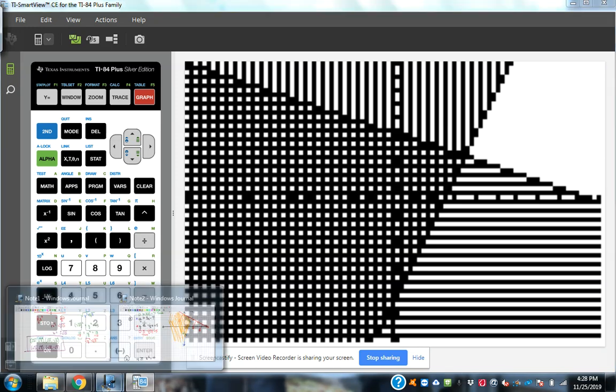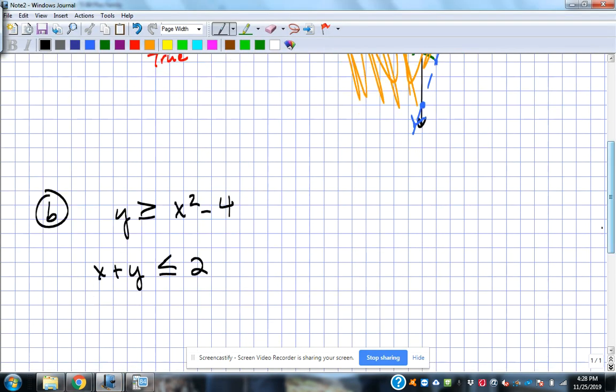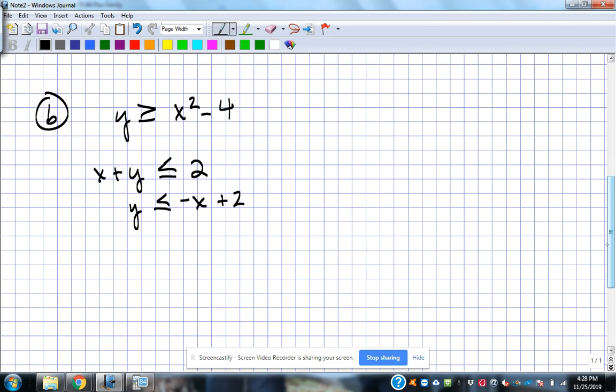All right, let's look at example B. So this one, we've got a quadratic and we've got a linear. I'm going to get this one in slope-intercept form, negative x plus 2, so that it's easy to graph. And then I'm going to graph those on the coordinate plane. I'm going to do it by hand, and then we'll do it with the calculator too.